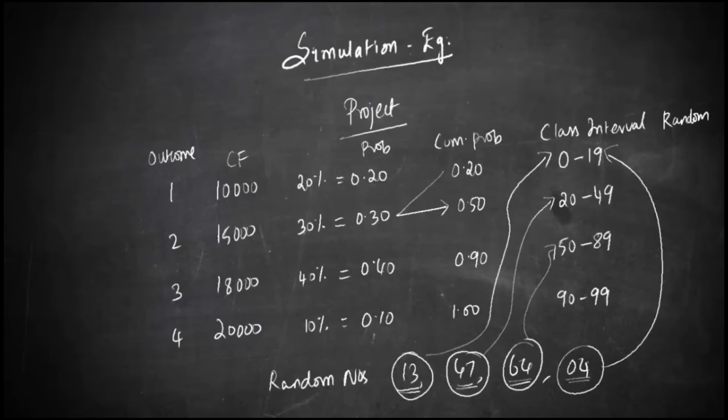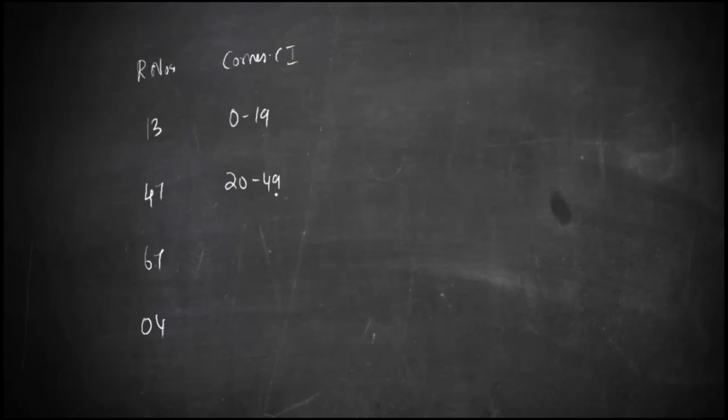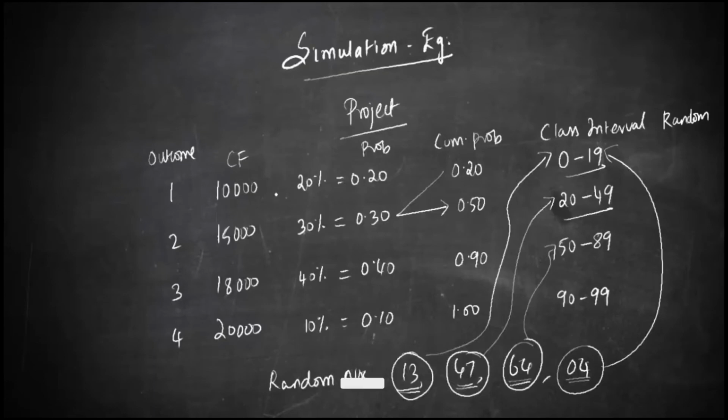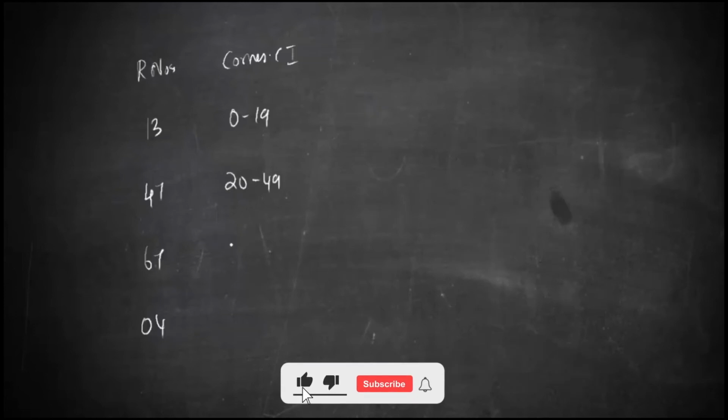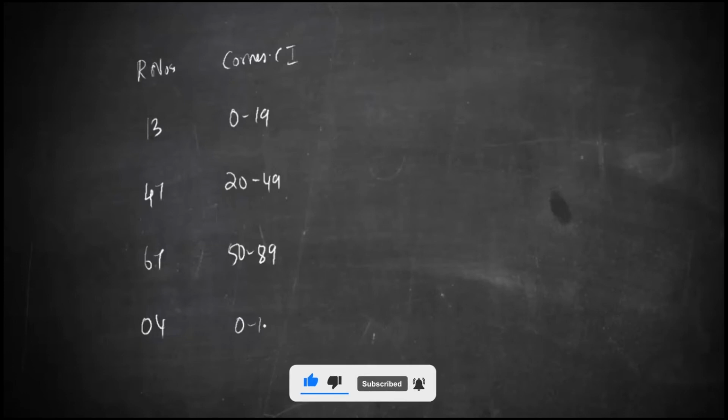The corresponding class intervals for these random numbers are 0 to 19 for 13, 20 to 49 for 47. We'll write them here. It is 0 to 19, then 20 to 49. And for the third case, the class interval is 50 to 89. And for the fourth case, again, the class interval happened to be 0 to 19.